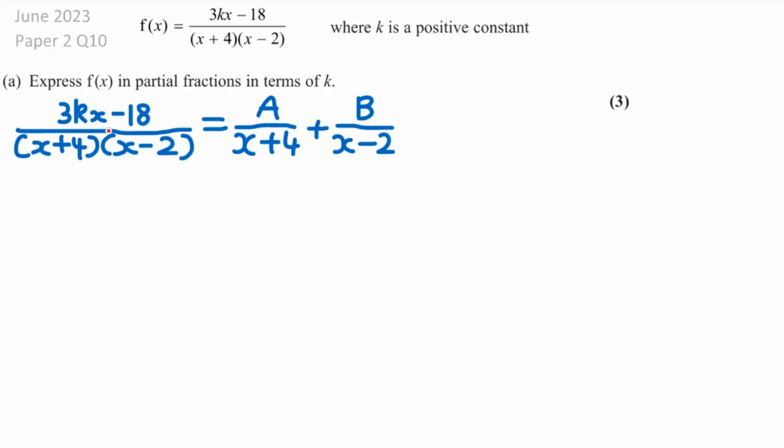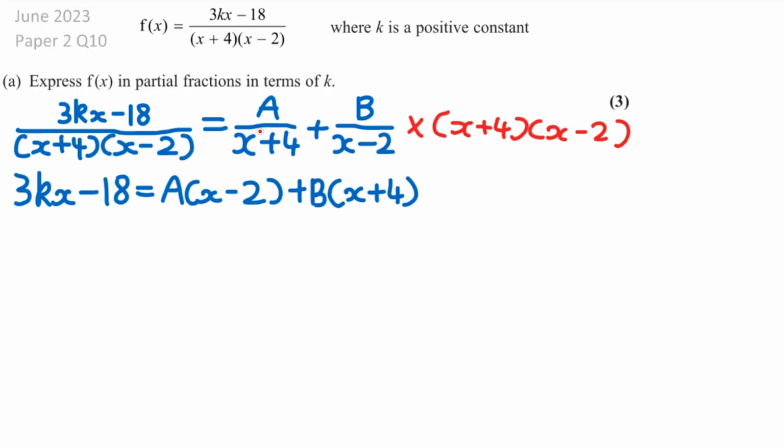Firstly, we're going to multiply everything in this equation by the denominator here, so we're going to multiply everything by the brackets x plus 4, x minus 2, so this denominator here will cancel out and just leave us with the numerator 3k x minus 18. This x plus 4 denominator will go away, so we're left with a multiplied by x minus 2, and then this x minus 2 denominator will cancel out to leave us with b multiplied by x plus 4. So what we're going to do now is use substitution on this here.